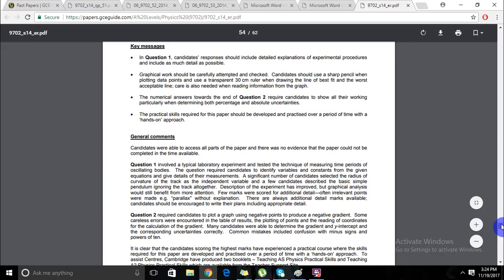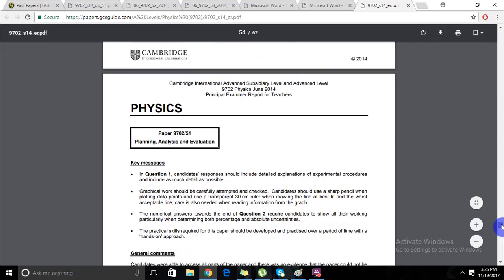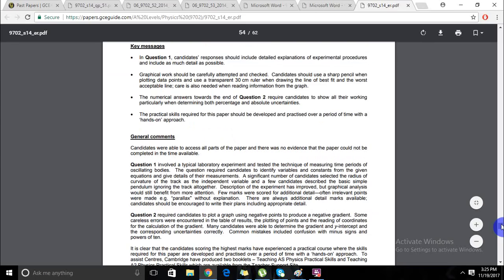Number 51. Yep, 51 general comments. Typical lab experiment, technique of measuring time periods, variable identification and constants from the given equation and details, radius as the independent variable, ignoring the track altogether. Graphical analysis would still benefit. Alright.